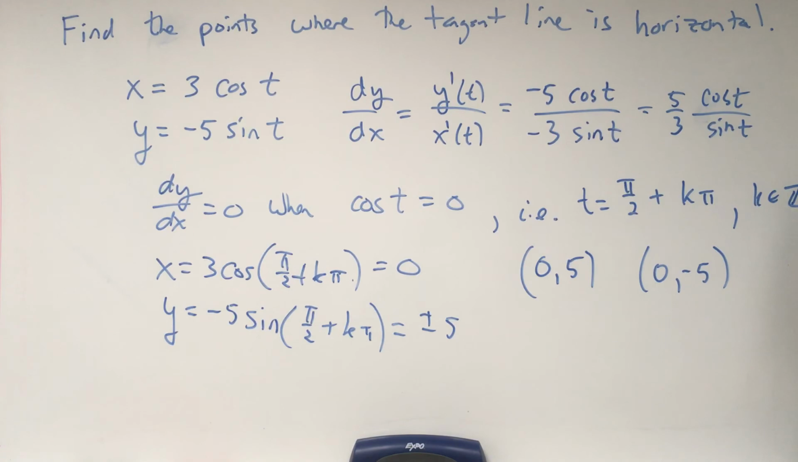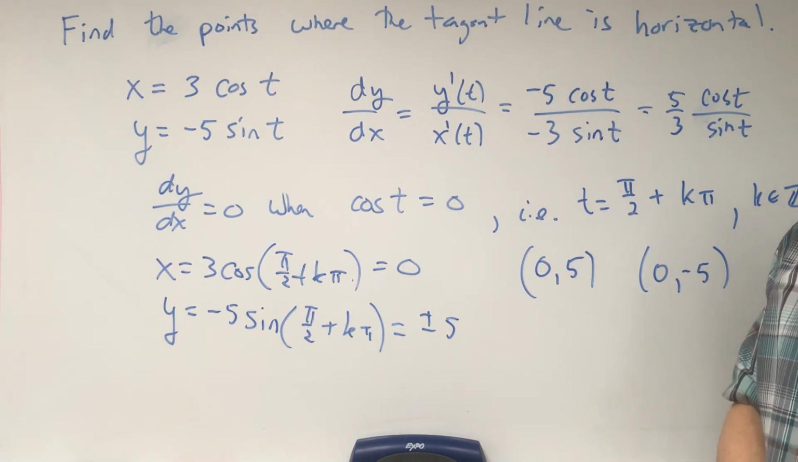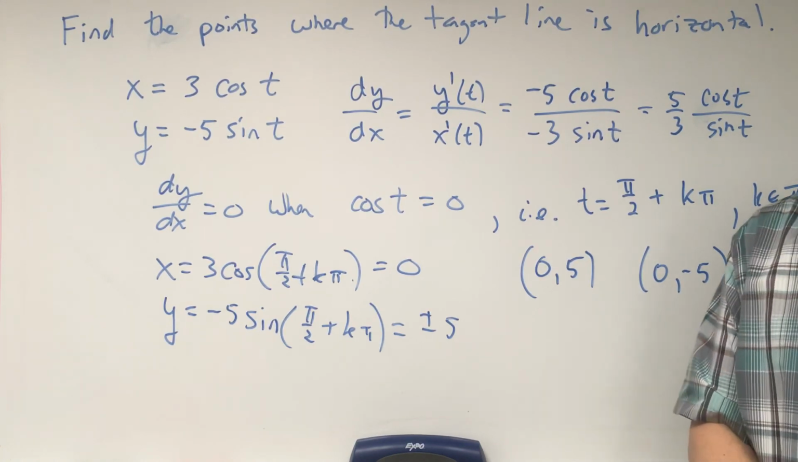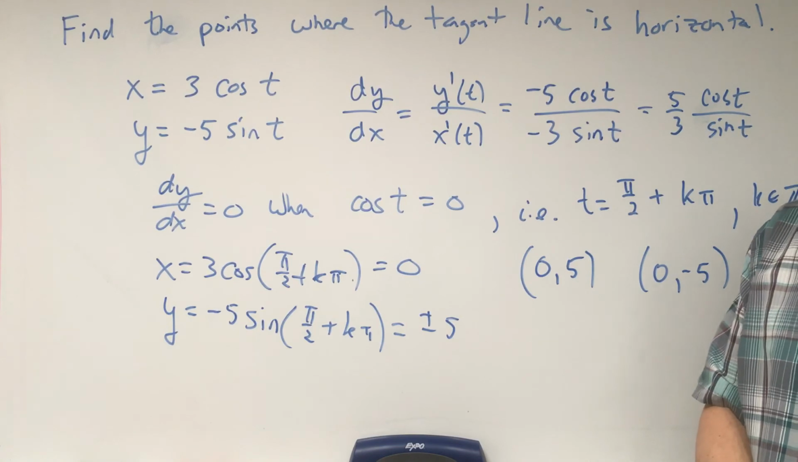horizontal tangent line. So I hope this helps you understand how to do dy dx, the derivative, the slope of the tangent line, when you're given parametric equations. Next time we're going to look at the second derivative and how to compute that, which is a little bit more challenging.